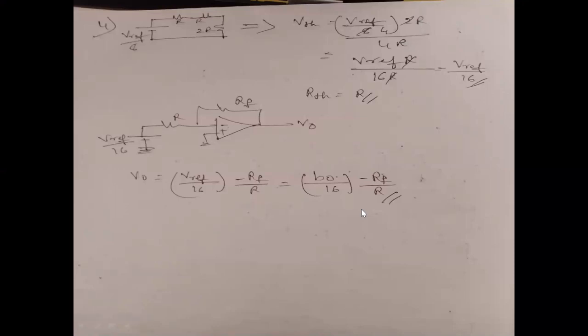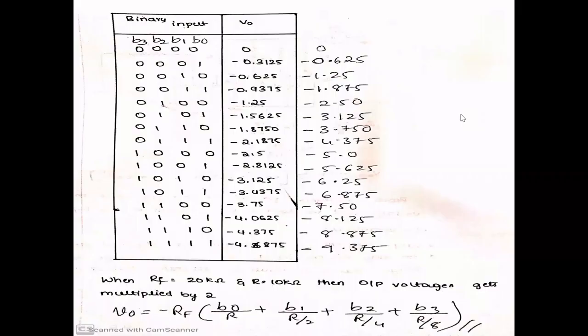I hope you are clear with it, and we will just have a look when you substitute different values to your feedback resistance and the input resistance R. Okay, in that case, what is the output voltage we obtain? We'll have to see, and we have to table it. Now for your different binary inputs, what is the output voltage? We have to check.